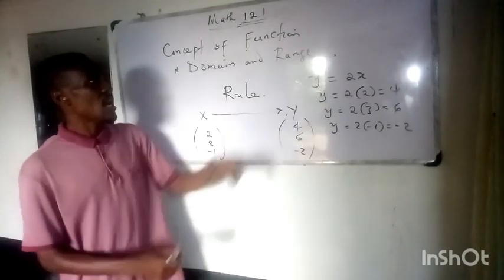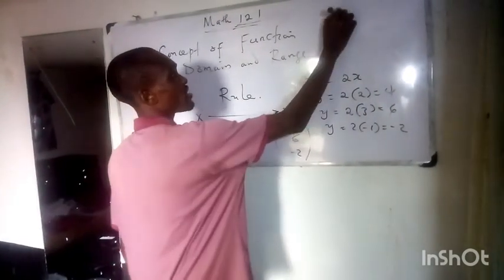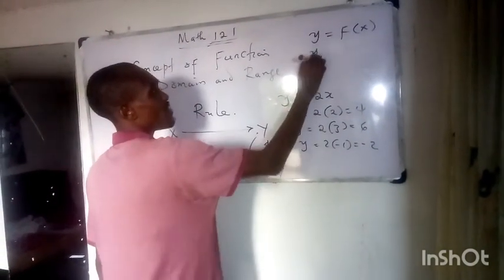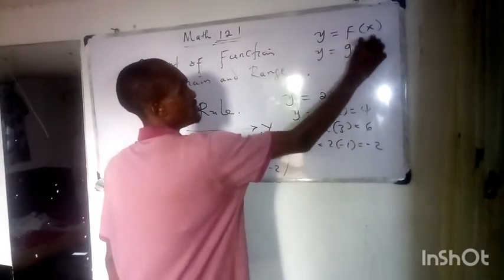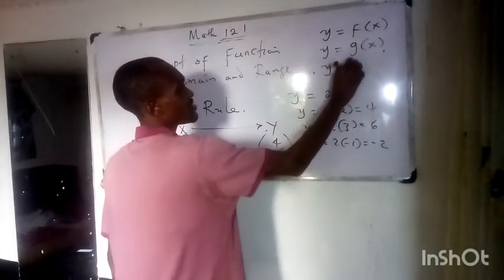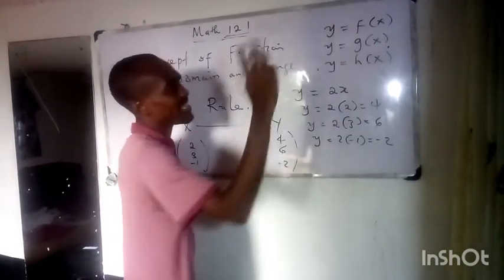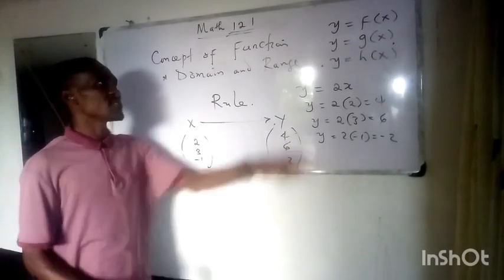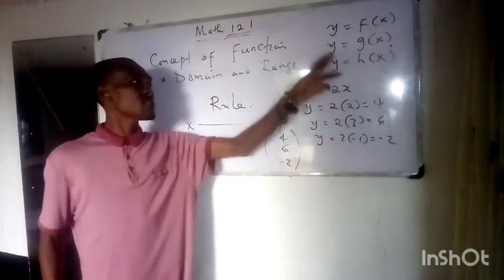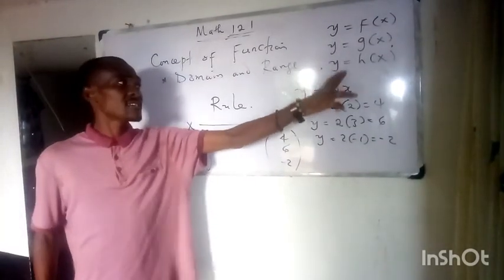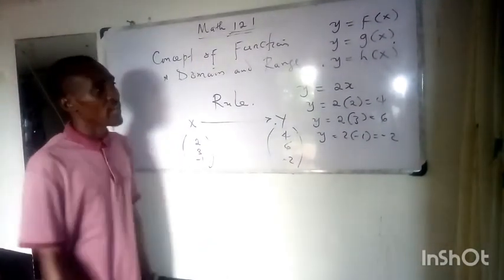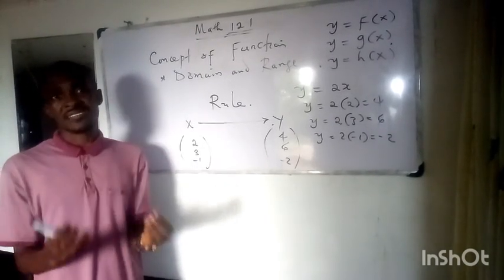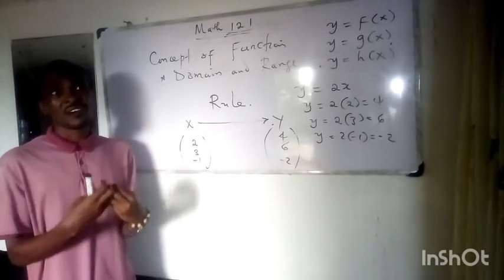I think the most popular ways: y is f(x), you can have y is g(x), you can have y is h(x). All these are just representations. They are all the same thing. This is a function of x. This is also a function of x, and also a function of x. So f, g, and h are just letters that are used to represent a function.